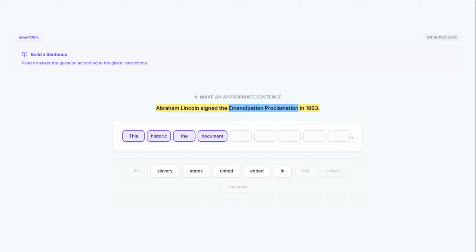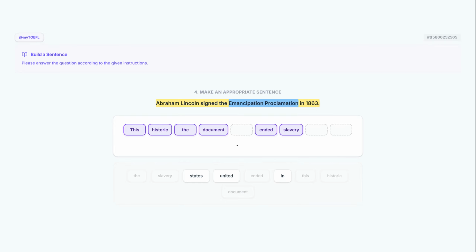After that, we need the verb, so we drag ended. Next, we place the object slavery. Then, we use the preposition in, followed by the definite article the. Next, we place the adjective united. Finally, we add the noun states.